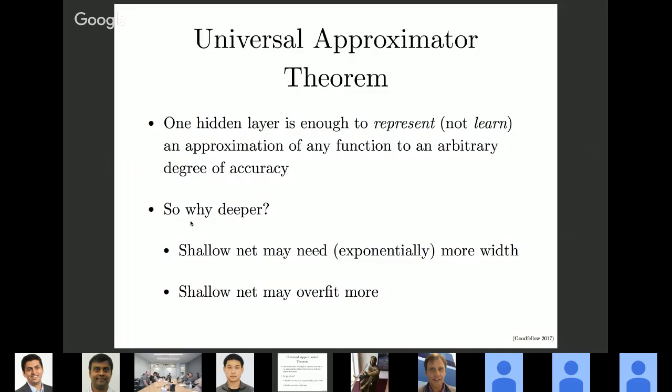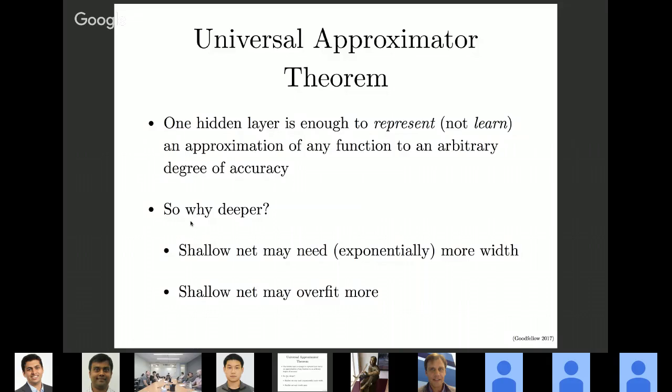It doesn't necessarily mean that you can learn it, either in terms of optimization or in terms of statistical generalization. But we do know that you can actually write down a neural net that represents what you want. So then the main question of designing an architecture is, why would we ever go deeper than one hidden layer?